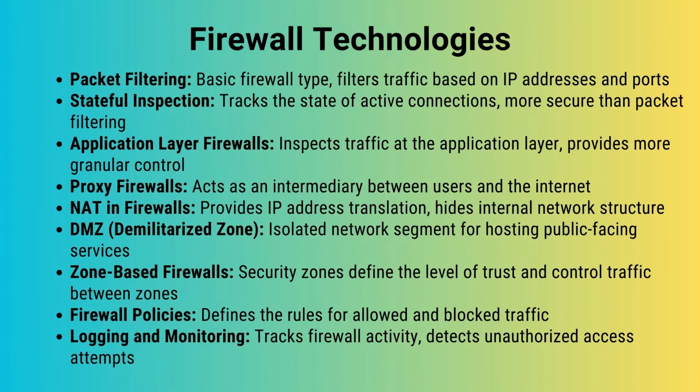Firewalls are critical components of network security, acting as a barrier between trusted internal networks and untrusted external networks. Packet filtering firewalls, the most basic type, filter traffic based on predefined rules examining IP addresses, ports, and protocols. Stateful inspection firewalls track the state of network connections, providing more intelligent filtering than simple packet filtering. Application layer firewalls, also known as proxy firewalls, can inspect traffic at the application layer, offering more granular control and the ability to understand context.